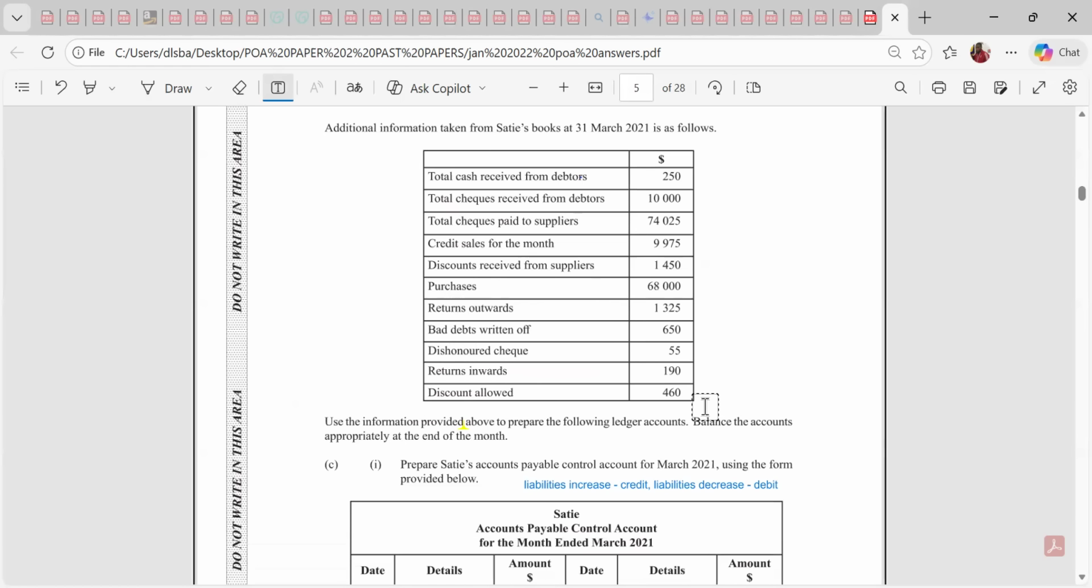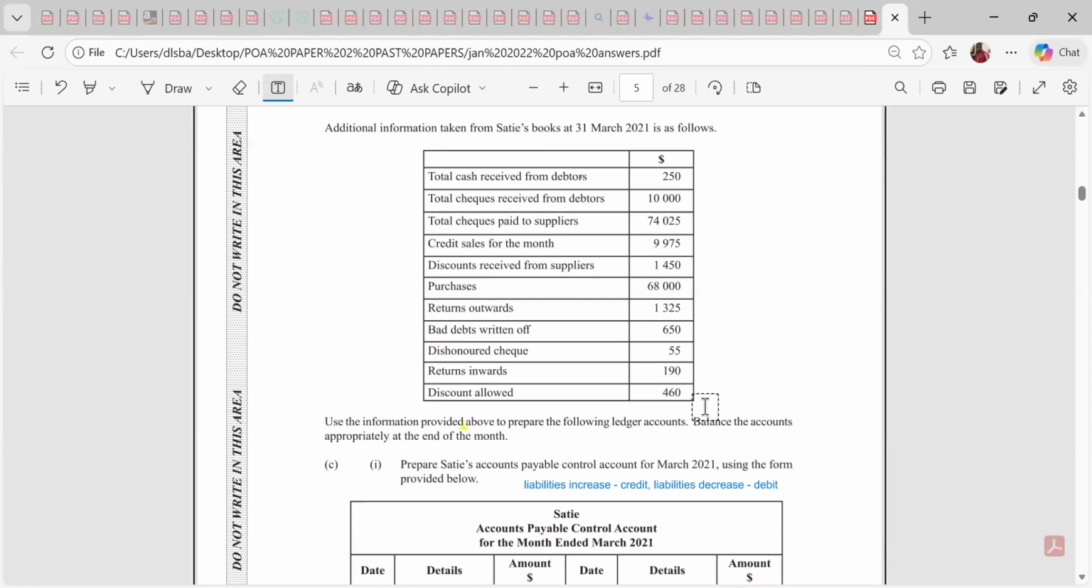Payables is a liability. When liabilities increase, you credit. When liabilities decrease, you debit. So anything that is going to make you owe your payables more, so it's going to increase, you're going to record it on the credit side. Anything that's going to make you owe your payables less and make it decrease, you're going to put it on the debit side.